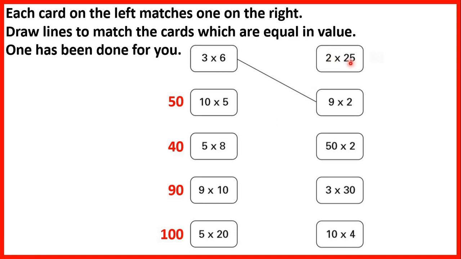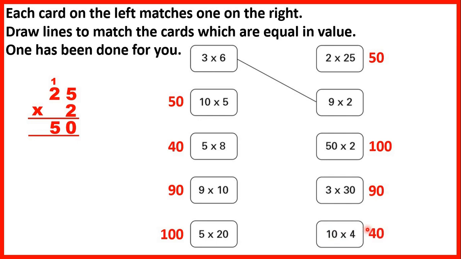Now 2 times 25 is 50, and we can work that out using short multiplication. 50 times 2 is 100, because 5 times 2 is 10, and if we have an end 0 in the question, we need an end 0 in the answer. And now for 3 times 30, we know that 3 times 3 is 9, but we have a 0 on the end, so that's 90, and 10 times 4 is 40.